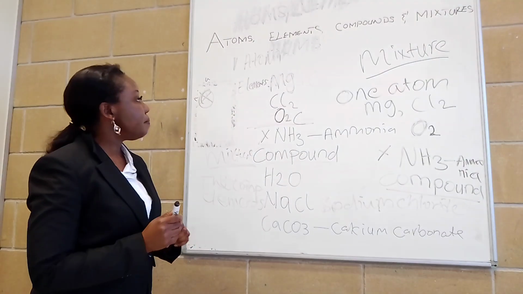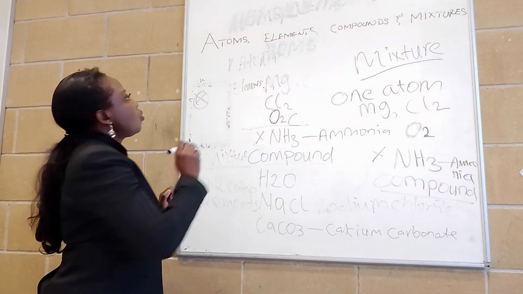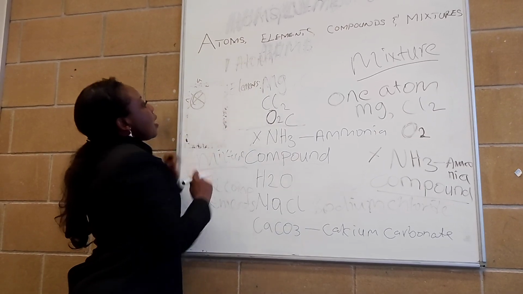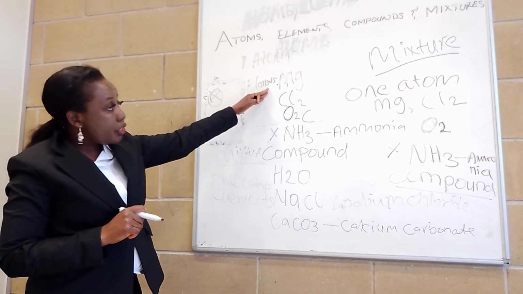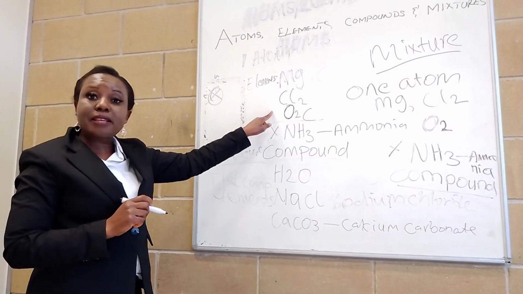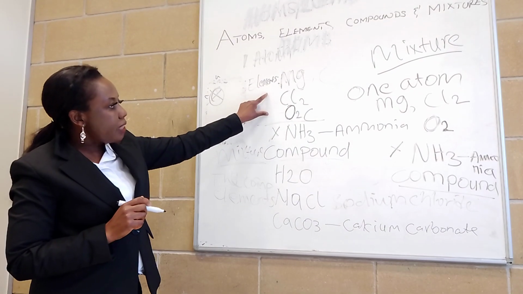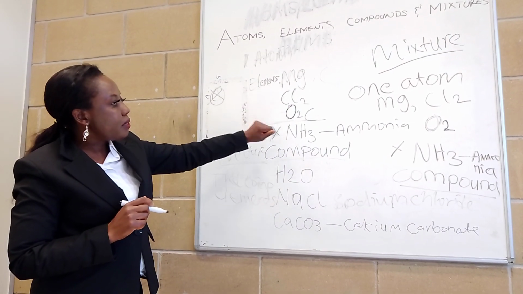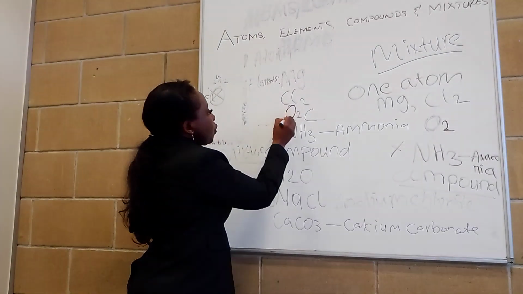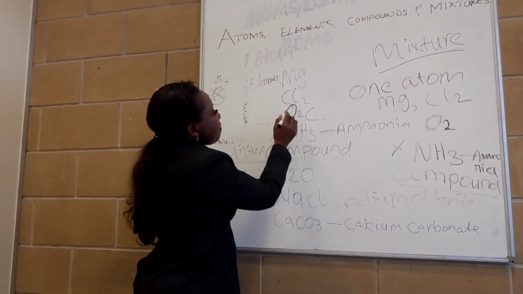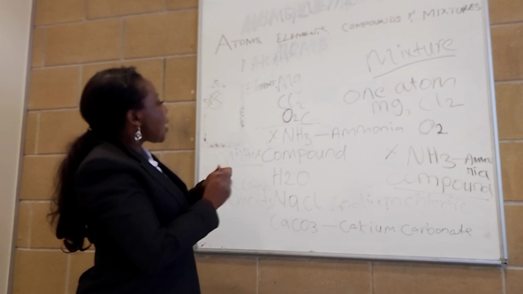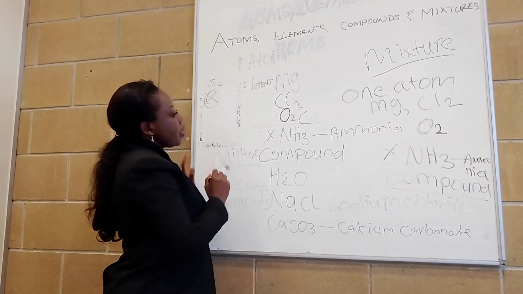An element is made up of only one type of atom only. That is an element. Examples: magnesium, chlorine, oxygen. Oh, hang on, you'll be asking, why is oxygen an example of an element? I understand it has two here, that is O2. But if you look at it, you will find that it's only one type of atom, which is oxygen.